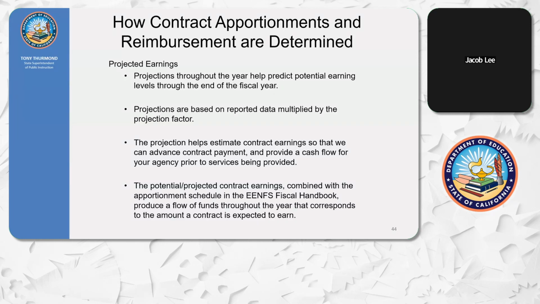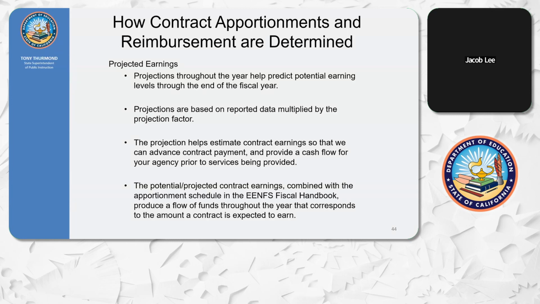So, how contract apportionments and reimbursement are determined. Projections throughout the year help predict potential earning levels through the end of the fiscal year. Projections are based on the reported data by your agency multiplied by the projection factor. The projection helps estimate contract earnings so that we can advance contract payment and provide a cash flow for your agency prior to services actually being provided.